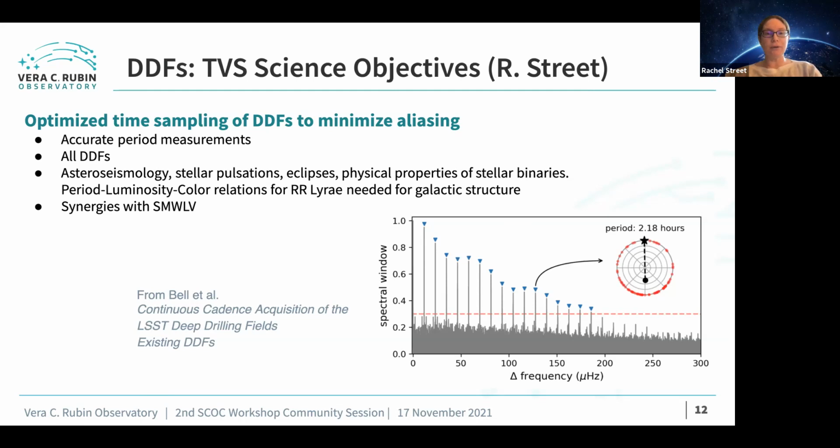So we're therefore advocating that the time sampling of intensive deep drilling field observations could be optimized to avoid regular sampling in time and therefore break down the aliasing in the light curves. And that would apply to all of the deep drilling fields that are selected. Next slide, please.